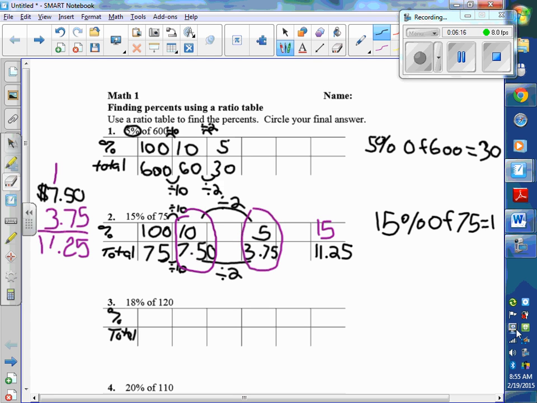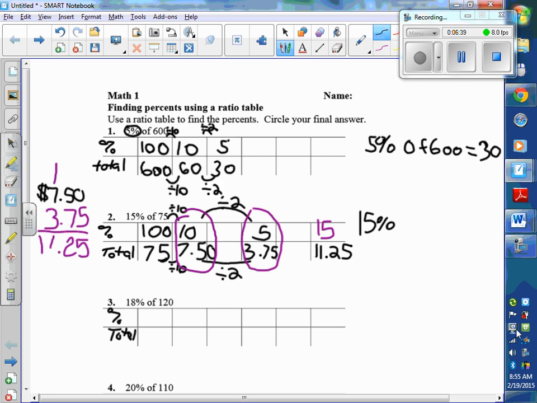So who had their hand raised in the beginning? Do you understand how to use a ratio table now? Yeah, I was doing like if it was 5% of 600, I would put the 5 on top and not the 100. You always want to start with 100% in the ratio table method. So I was trying to get it to 1 or more.